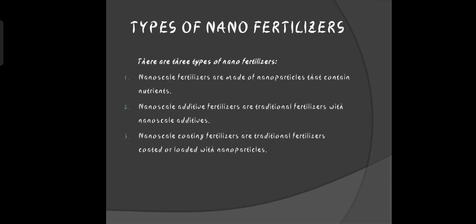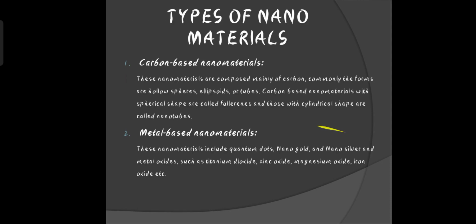Types of nanofertilizers. There are three types of nanofertilizers. Nanoscale fertilizers are made of nanoparticles that contain nutrients. Nanoscale additive fertilizers are traditional fertilizers with nanoscale additives. Nanoscale coating fertilizers are traditional fertilizers coated or loaded with nanoparticles.